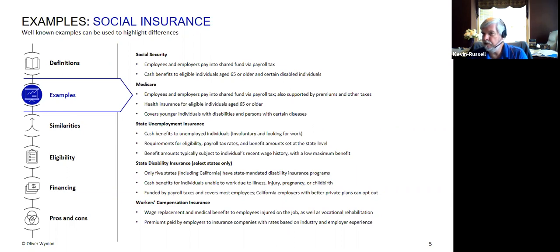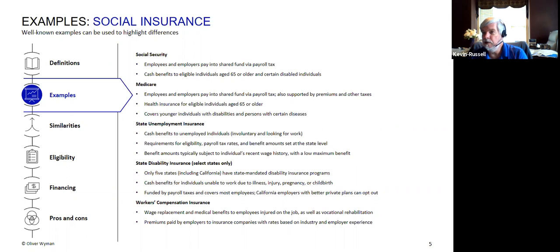Employees and employers pay into a shared fund via payroll tax, and it's also supported by premiums and other taxes. It provides health insurance for eligible individuals age 65 and older, and it covers younger individuals with disabilities and certain qualifying diseases. The first is end-stage renal disease. That requires kidney dialysis and leads to the need for a kidney transplant. The second qualifying disease is amyotrophic lateral sclerosis, ALS, also called Lou Gehrig's disease, and that's a progressive neurodegenerative disease.